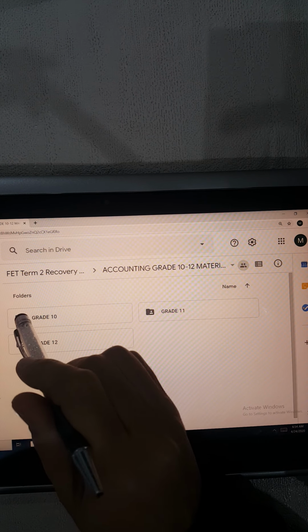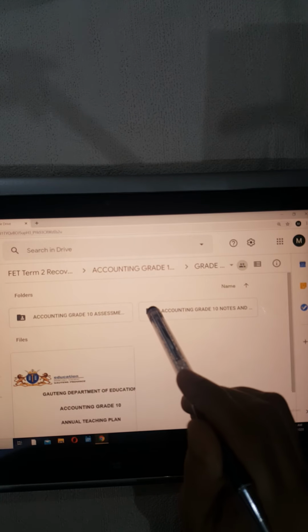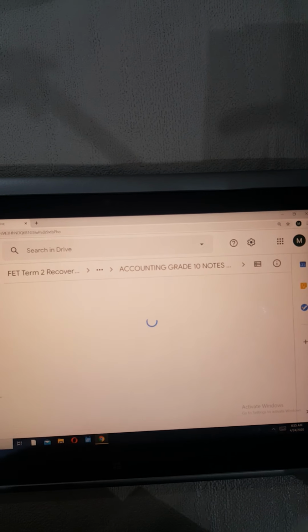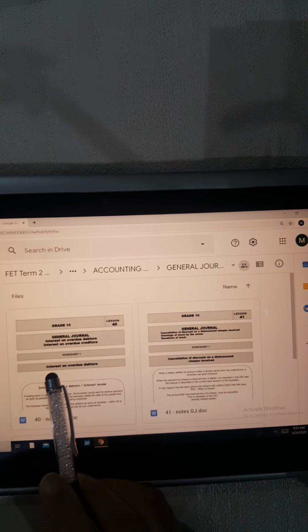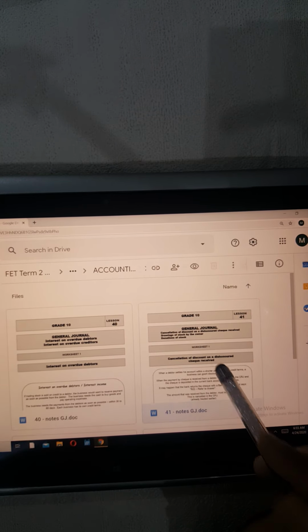And I'm going to grade 10. Then remember here you go to accounting notes, and we're under general journal. Okay, so we're in general journal. We've done interest on overdue debtors and creditors, lesson 40. We are going back to lesson 41.